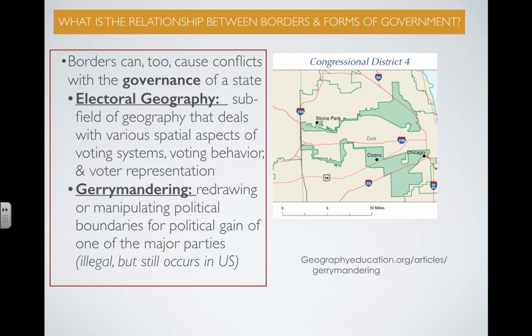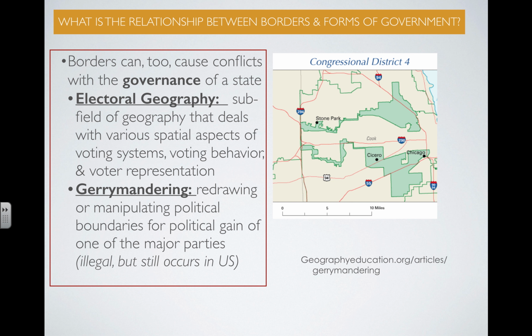So gerrymandering is when groups specifically manipulate. To manipulate is to shift to be in your particular favor, or to do something with the purpose of it being advantageous for yourself or your cause. So gerrymandering is when you're redrawing or manipulating political boundaries for the gain of one of those major parties. It's completely illegal, but it still happens.